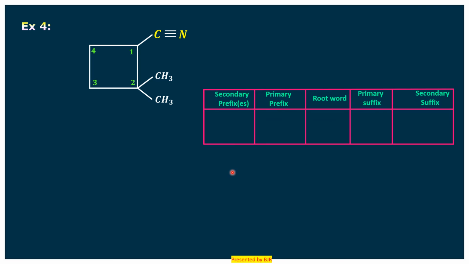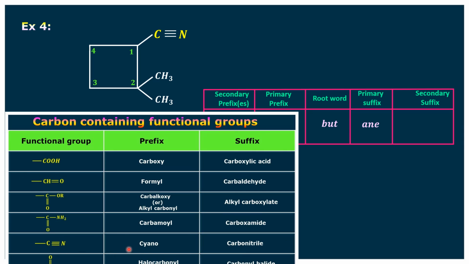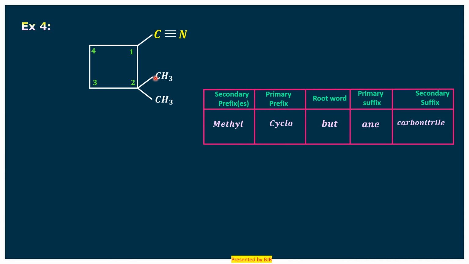Okay, so root word is but, 4 carbon atoms are there. Next, primary suffix is ane, primary prefix is cyclo, and secondary prefix is methyl. 2 methyl groups have been attached to the second carbon atom in the ring. And the C triple bond N suffix is carbonitrile, secondary suffix. Okay, so 2 comma 2 dimethyl cyclobutane carbonitrile. 2 comma 2 dimethyl cyclobutane carbonitrile.